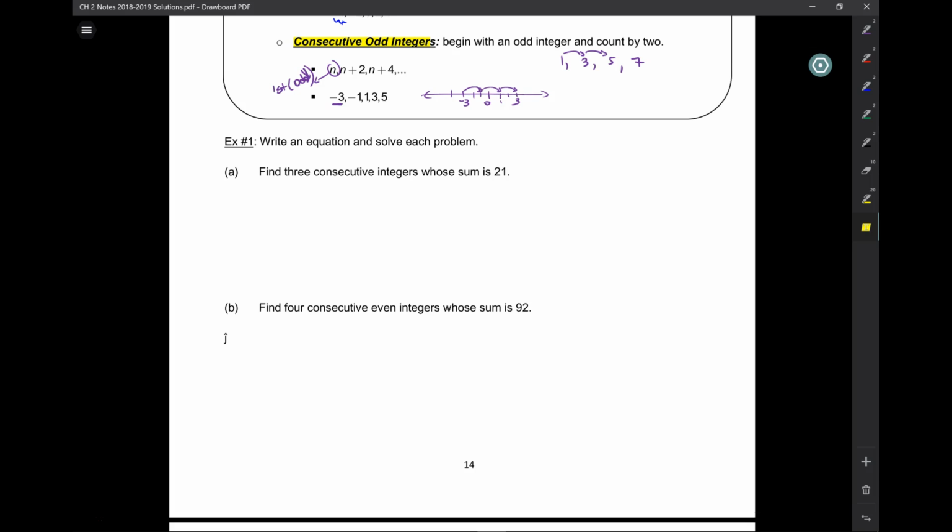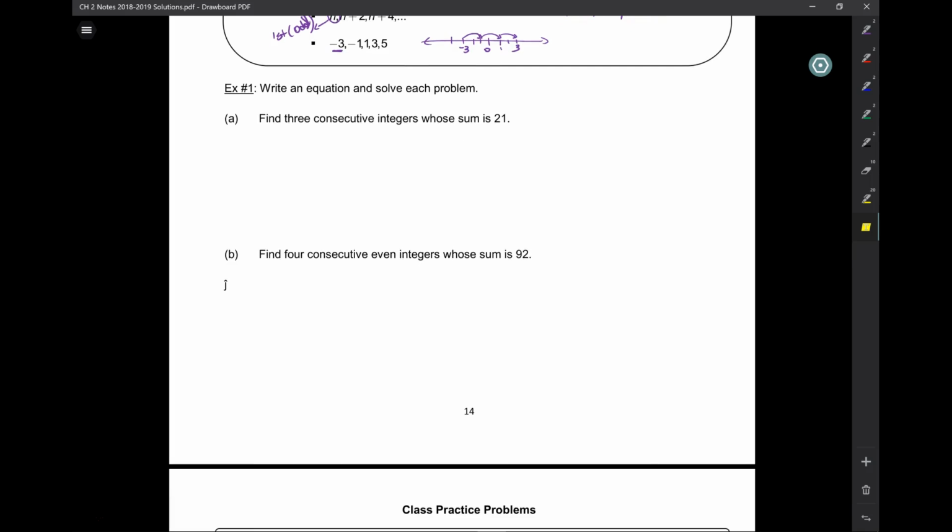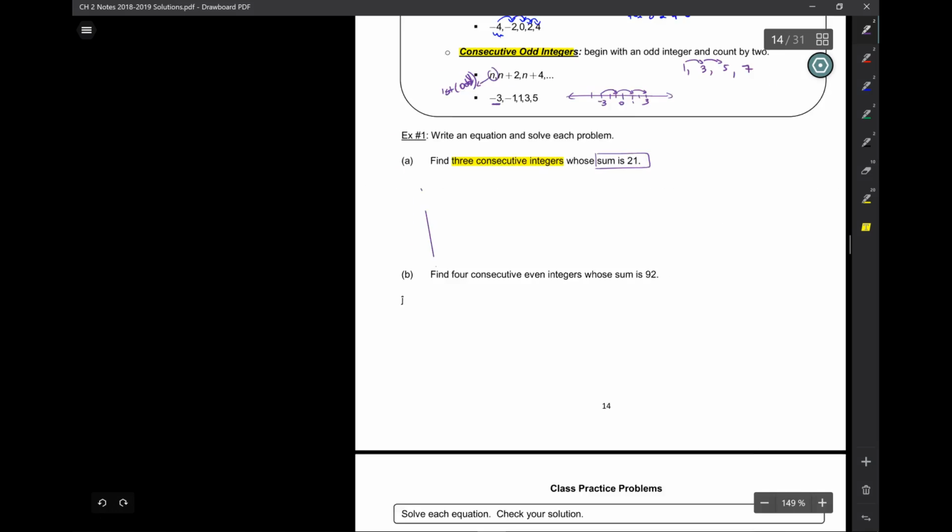Let's write an equation and solve each of these problems. So look at what it's asking us for. Find 3 consecutive integers whose sum is 21. So how many numbers is our answer going to have? 3 answers, right? Our answer is going to have 3 numbers. And we are told that their sum is 21. We want 3 consecutive integers. Consecutive means one right after another, right?